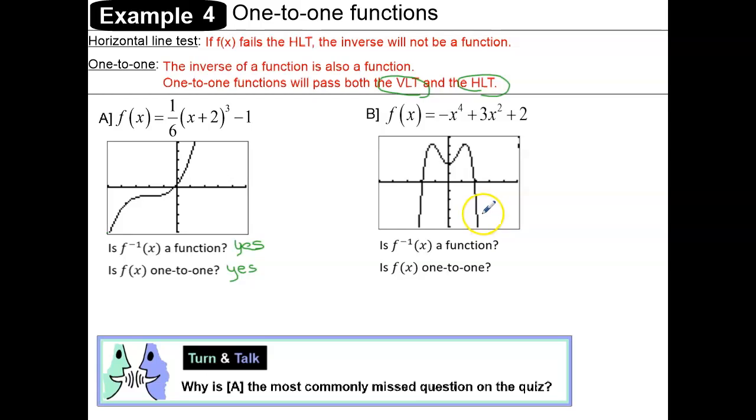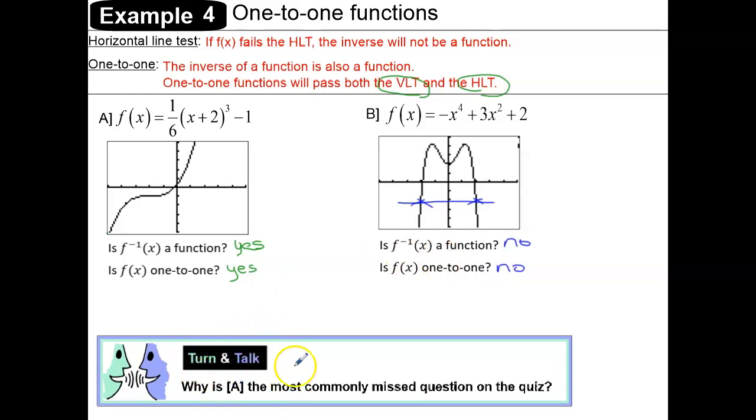So B is a function, but is its inverse a function? If f inverse of x is a function, it would pass the horizontal line test. But I can see here when I draw a horizontal line, I hit 2 points on the graph, and so the inverse is not a function. If the inverse is not a function, then the original f of x is not one-to-one, right? In order to be one-to-one, it has to pass both the vertical and the horizontal line test.